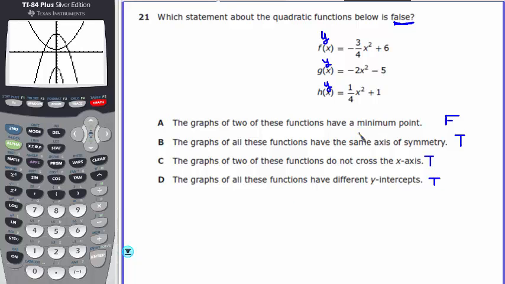So the one that is false is going to be letter A. So we know for sure that letter A is the right answer. Alright, let's keep going to the next question.